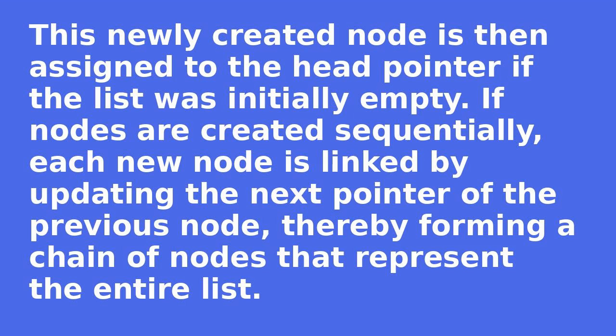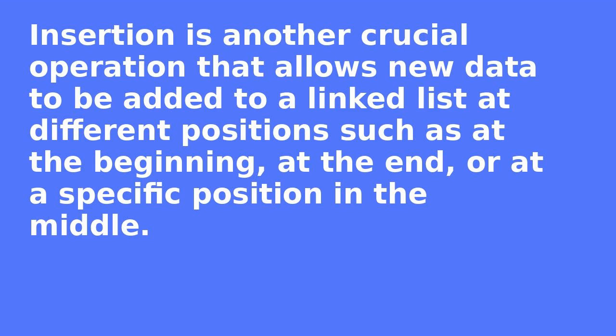This newly created node is then assigned to the head pointer if the list was initially empty. If nodes are created sequentially, each new node is linked by updating the next pointer of the previous node, thereby forming a chain of nodes that represent the entire list. Insertion is another crucial operation that allows new data to be added to a linked list at different positions, such as at the beginning, at the end, or at a specific position in the middle.